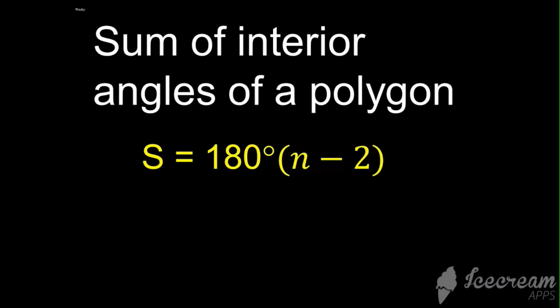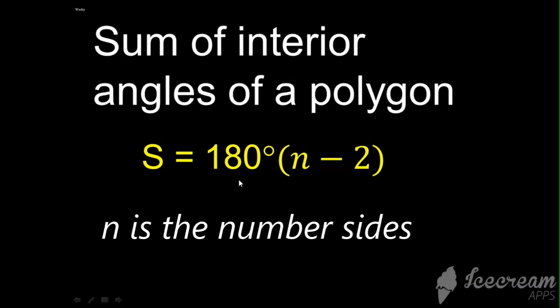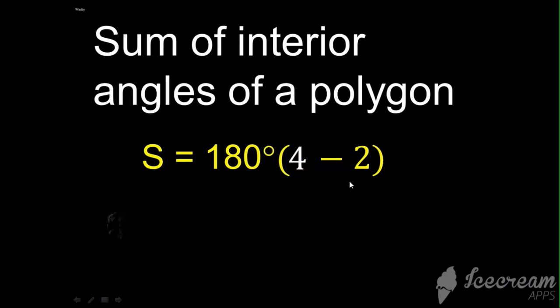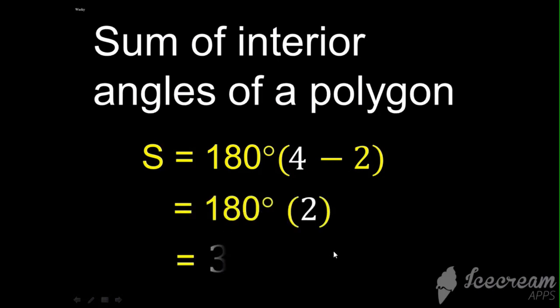Now here's the formula to find the sum of interior angles of a polygon. S is equal to 180 degrees multiplied by the quantity n minus 2. Now here, since this is a quadrilateral, the value of n is 4. So 4 minus 2, that is 2. So 180 degrees multiplied by 2 is 360 degrees. Therefore, the sum of interior angles of a quadrilateral is 360 degrees.